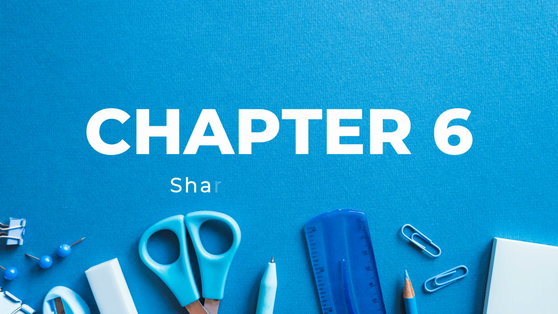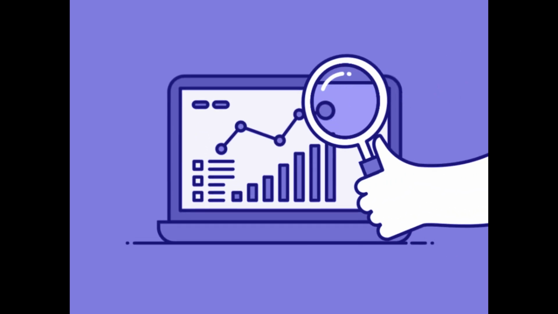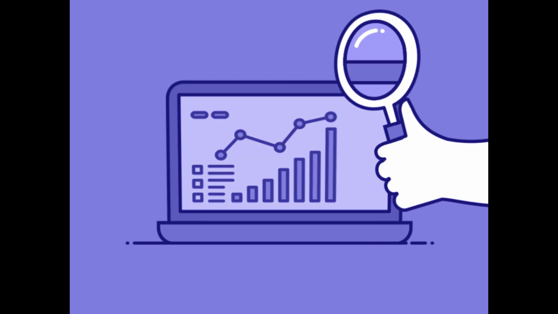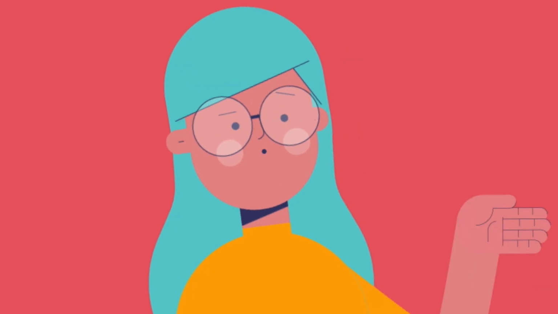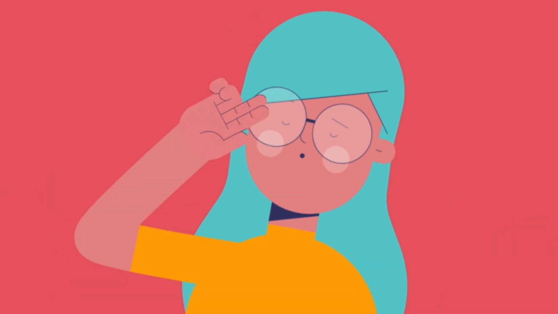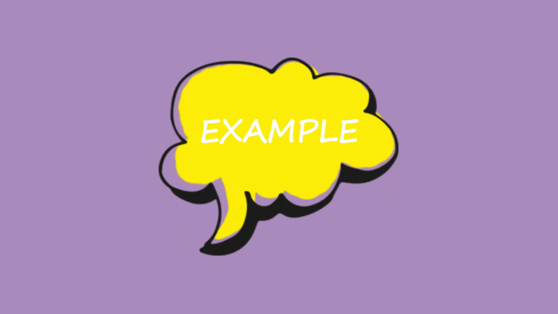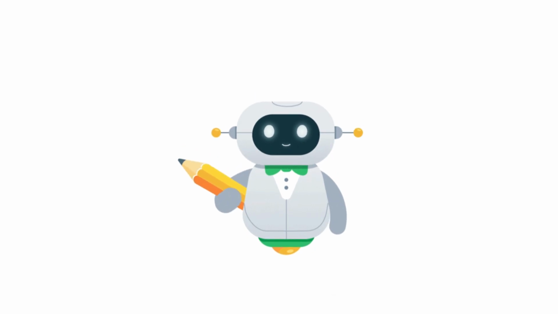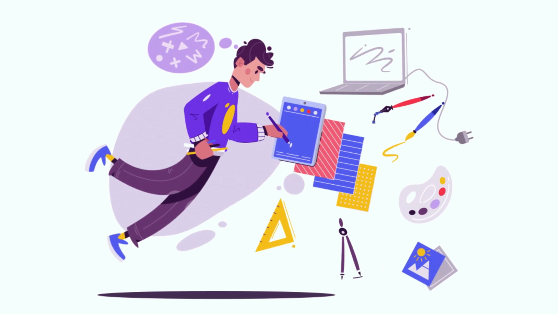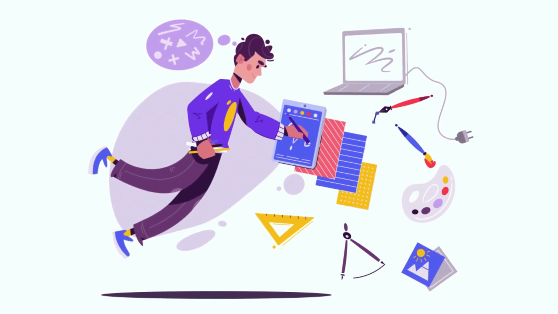Chapter 6. Share key results. Your results are the headline. Don't bury them. Include the most important result or finding. Don't say, results are discussed. Actually share what you found. Example. Students using AI-assisted writing tools showed 25% more creativity in essays.